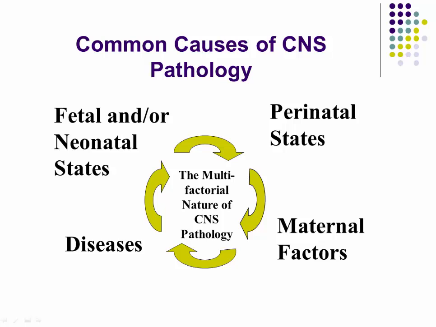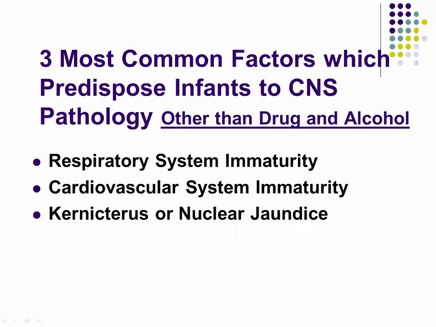The 3 most common factors which predispose an infant to CP or CNS pathology, other than drugs and alcohol, because remember I said those were the number one, are respiratory system immaturity, cardiovascular, and then kernicterus. Respiratory problems can occur from resuscitation following prolonged apnea, so the infant's gone for a period of time without oxygen, which is going to cause brain damage. A sudden infant death, or trying to resuscitate after sudden infant death, would be another example of a respiratory system immaturity.